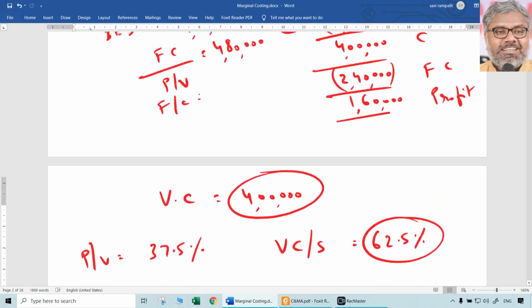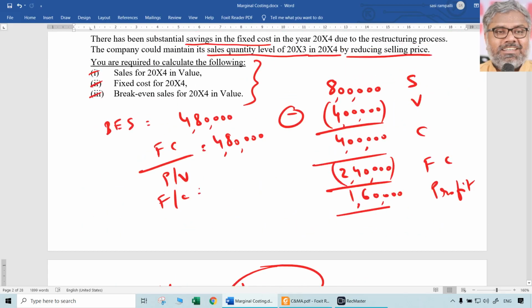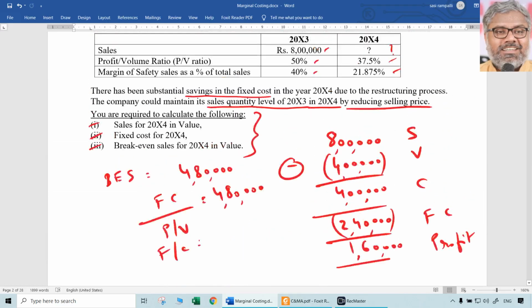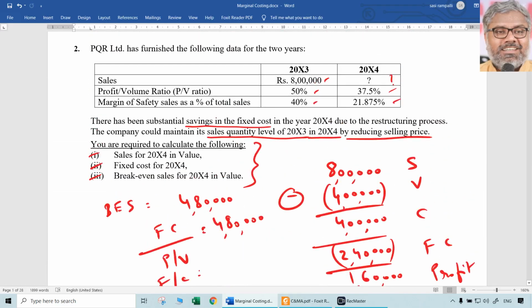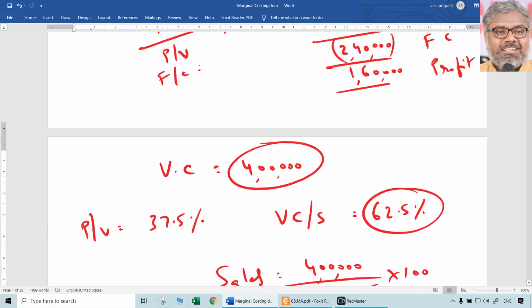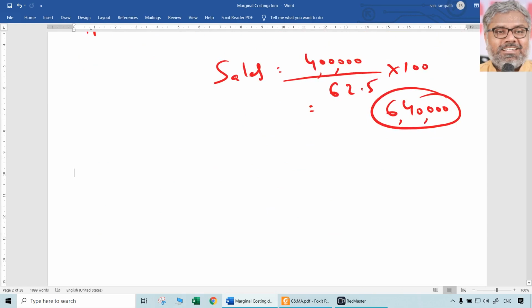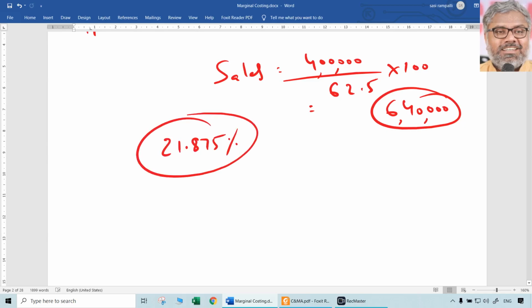Then second question is about fixed cost for the next year and break-even sales for the next year also. See, break-even sales we can find out easily. Once again, because margin of safety sales as a percentage of total sales is given. When margin of safety sales as a percentage of total sales is 21.875%, that can be called margin of safety ratio as a percentage of total sales.